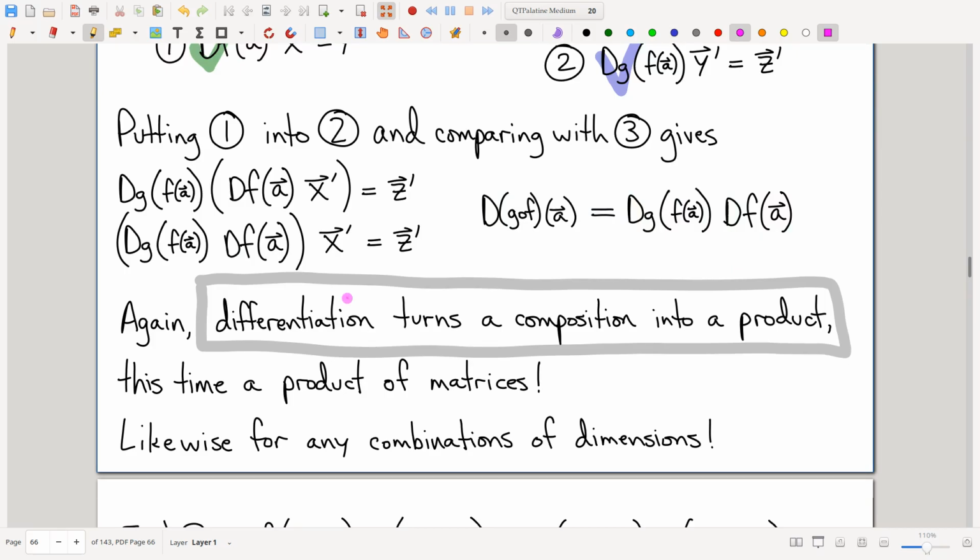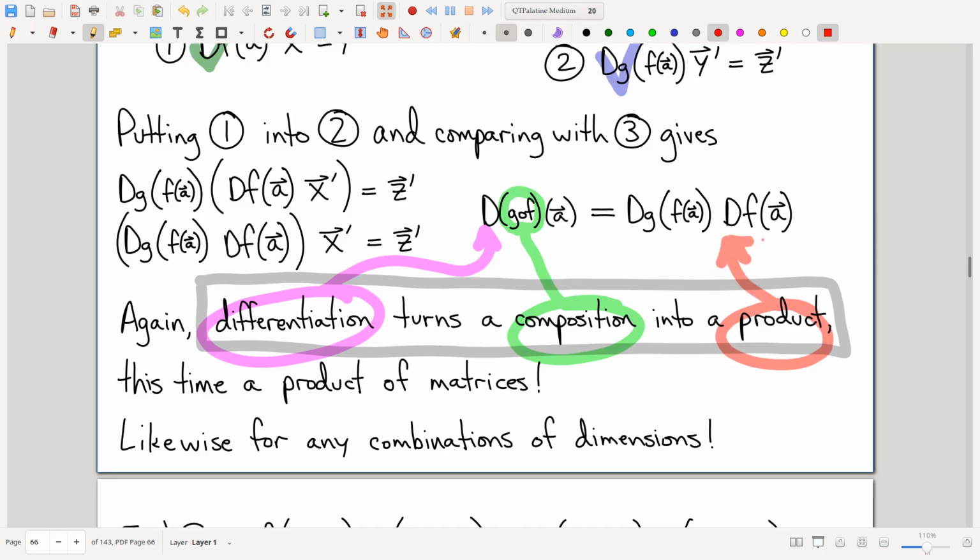Again, notice differentiation turns a composition into a product, this time a product of matrices, because of course the derivatives are matrices. What do you think? Everybody good?